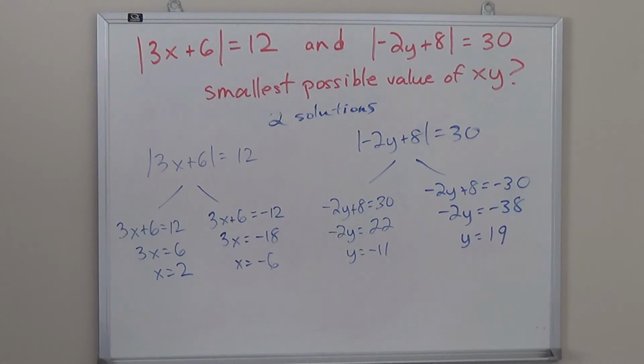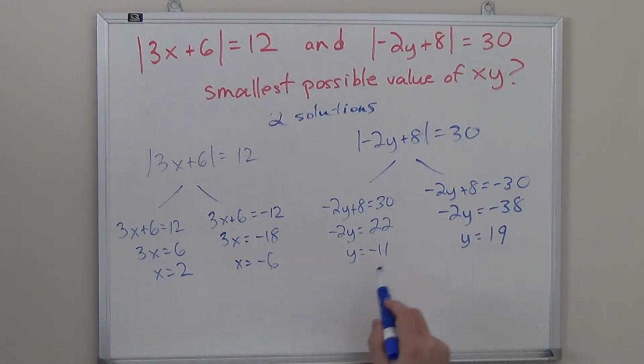We've got our values. Now we have to try to figure out the smallest possible value of x times y. So be careful here. A lot of times kids will just take the two smaller values and multiply them together. I would be careful. Just make sure you play each combination. So we'll try x is 2 and pair that with y is negative 11 and y is 19. And then we'll do the opposite with this one.